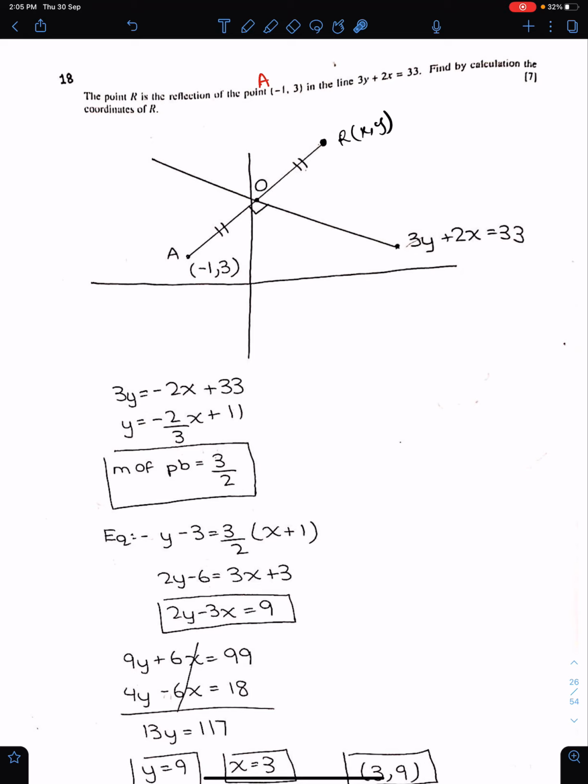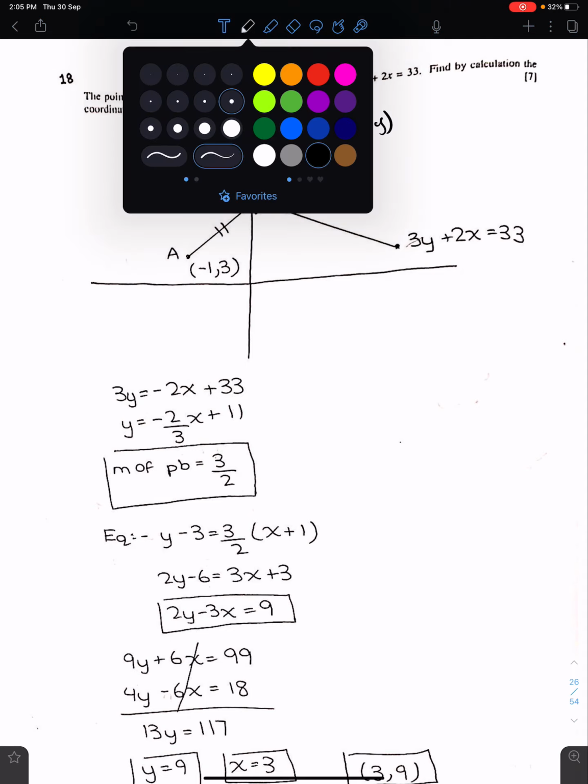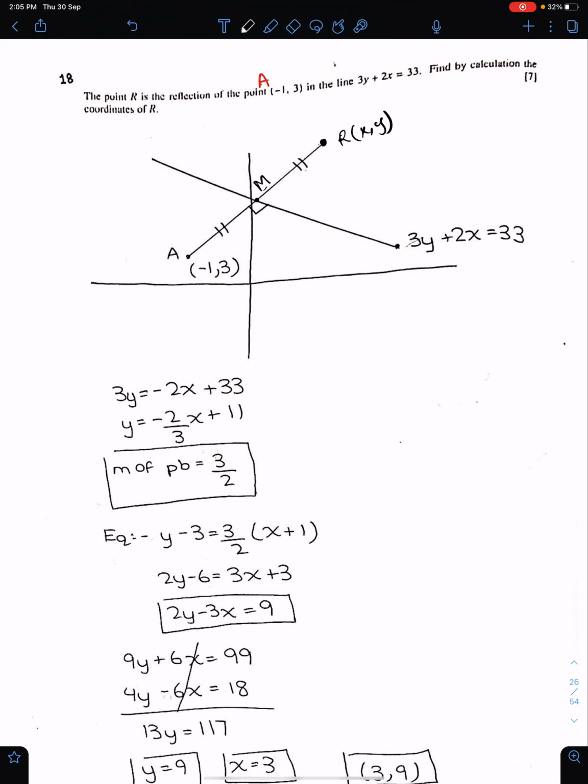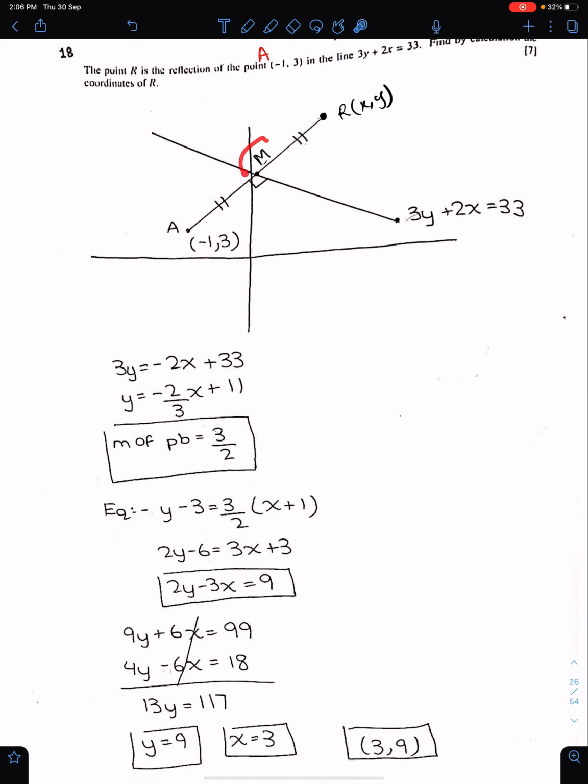So first we need to find the equation of this line AO. After finding the equation of this line AO, we will solve these two equations simultaneously. When we solve these two equations simultaneously, we'll get the coordinates of the midpoint. This is the midpoint. After getting the coordinates of the midpoint, we can get the coordinates of R. So number one, for the coordinates of M, get the equation of line AM.